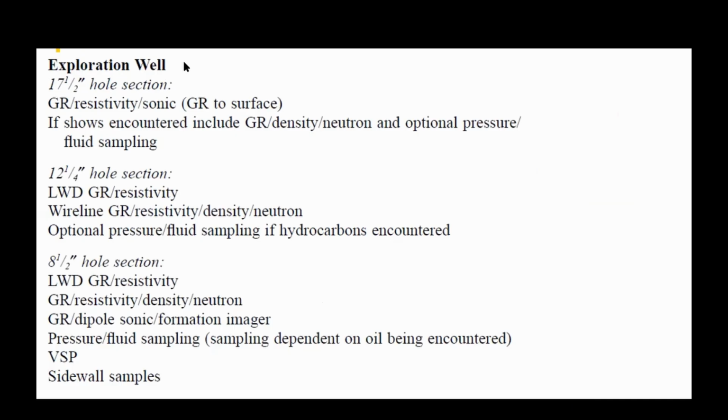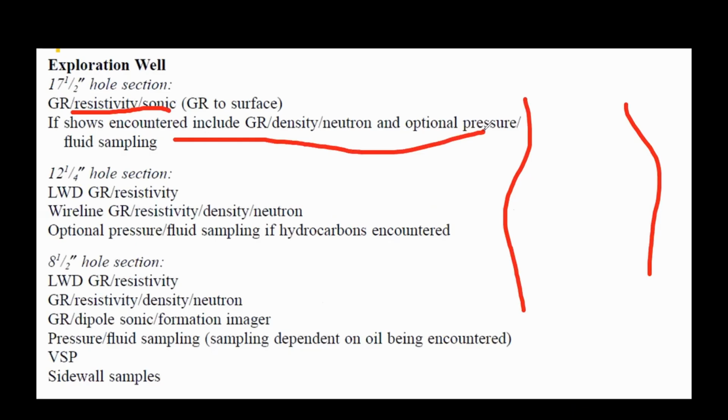For an exploration well, the wellbore is 17 and a half inch. They'll just go with gamma, resistivity, and sonic. If hydrocarbon indications are there during your drilling operations, they'll go with gamma, density, and neutron. Gamma is for lithology determination. Density and neutron combined will determine whether it is oil or gas.